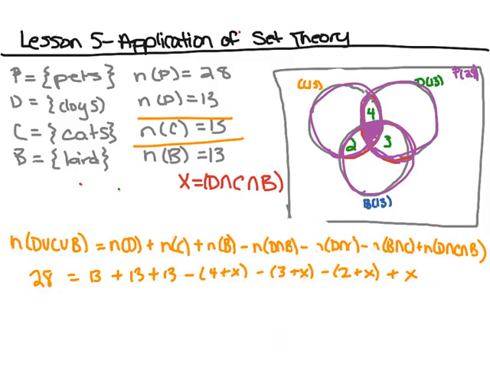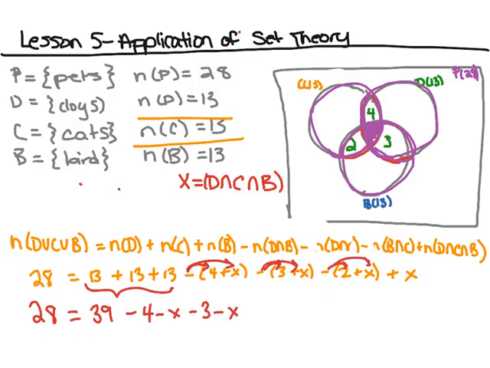So we have our equation that looks like this. It's kind of long, so it's really hard to fit onto your paper. I understand. So what we're going to do now is we have to make sure we distribute all of our negatives. And we can simplify this. So we have 28 is equal to 13 plus 13 plus 13 is 39. Minus 4 minus x, minus 3 minus x, minus 2 minus x, plus x.